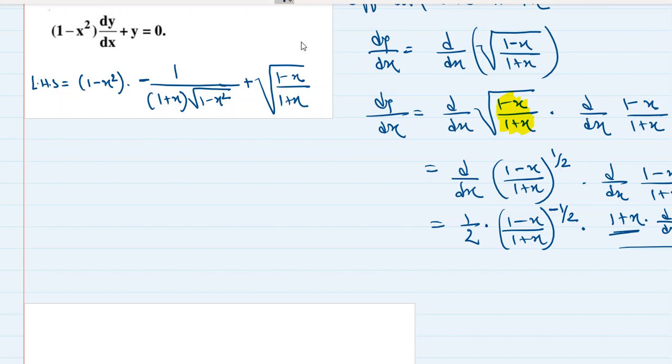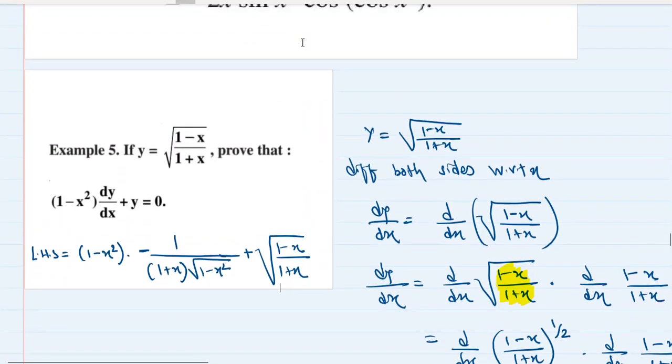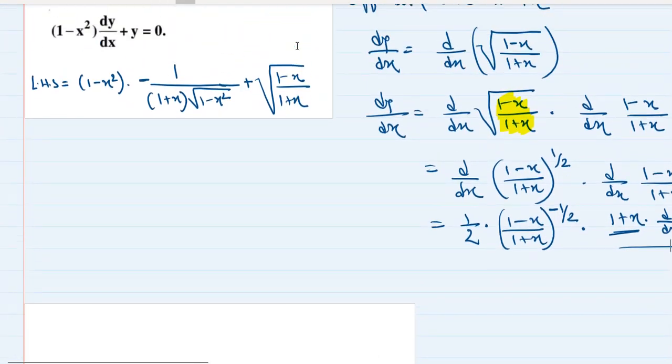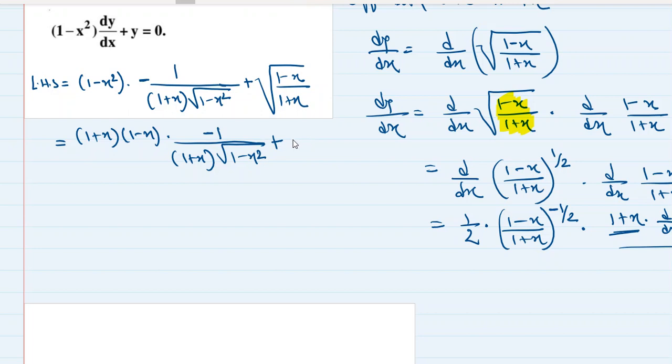Is it so? 1 minus x upon 1 plus x? Yes. Okay, now simplify this and try to get 0. So 1 minus x square is nothing but 1 plus x into 1 minus x multiplied by minus 1 upon 1 plus x into under root of 1 minus x square plus this will become under root of 1 minus x upon under root of 1 plus x.